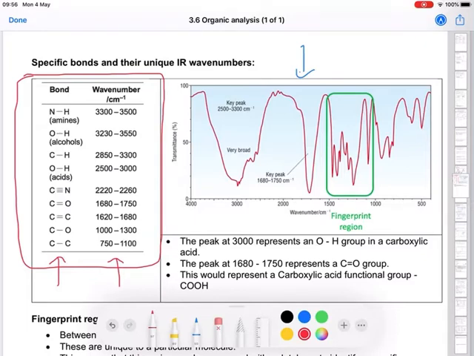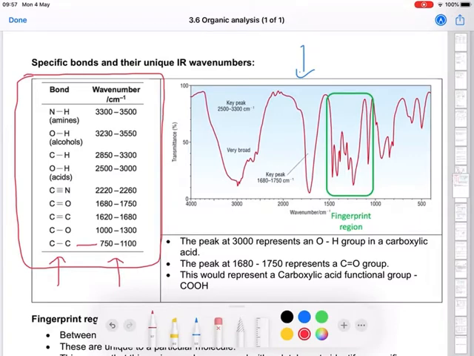So, for example, between 750 and 1100, we get carbon-carbon bonds vibrate and absorb infrared radiation. And of course, that's not particularly useful in organic chemistry, because organic chemistry has a lot of carbon-carbon bonds. So let's just have a look at the spectra now, and we'll have a look at what this scale means at the side here.